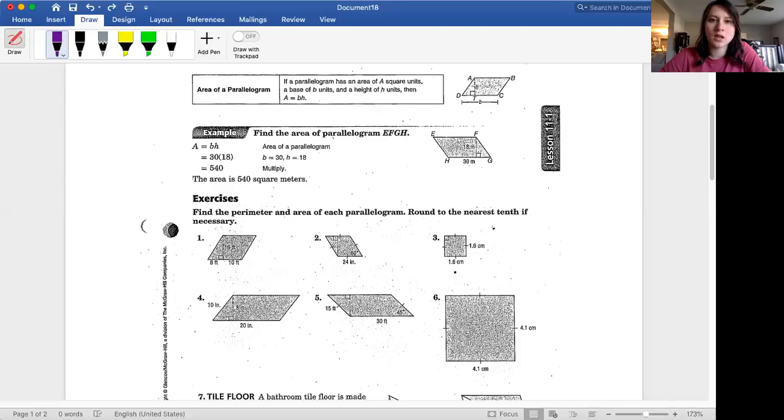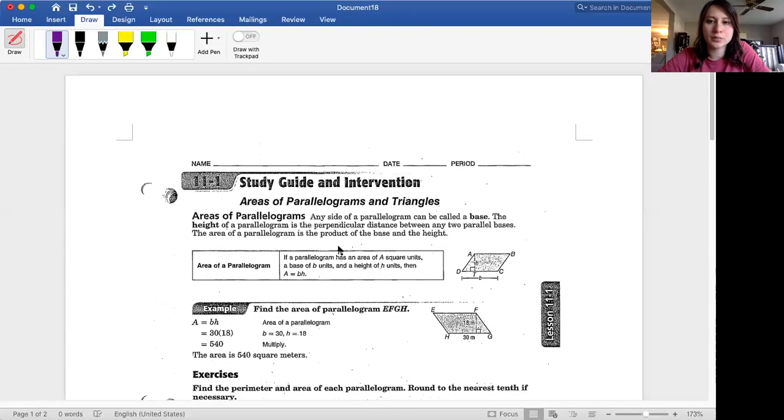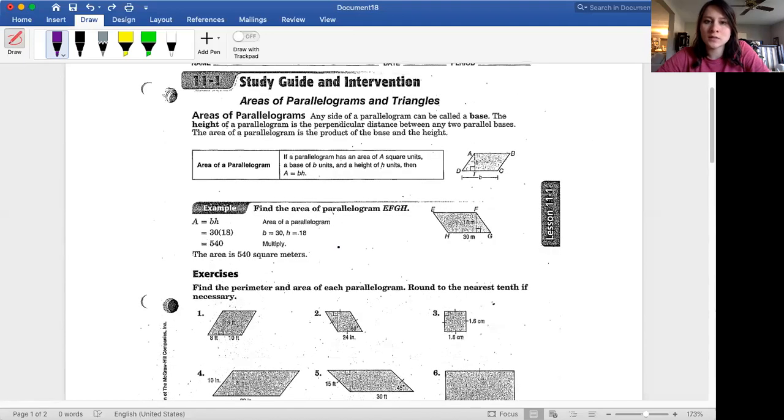Hi guys, this is the video for chapter 11, lesson 1. So in this chapter, we are going to be taking a look at how to find the area and perimeter of all kinds of two-dimensional shapes. Today, what we're going to focus on are looking at parallelograms and triangles, okay?